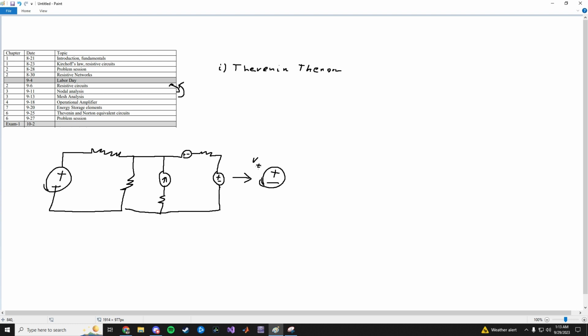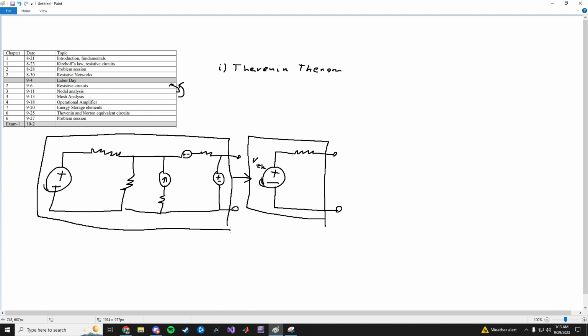which is a voltage source with a value of V Thevenin, usually V sub TH, in series with a resistor, with two terminals poking out of a black box. So let's say this circuit has these two output terminals and the rest of the circuit is inside of a black box. Inside the black box, you can reduce it to this very simple circuit: a voltage source in series with a resistor, usually called the Thevenin resistance, or generally the R equivalent, the equivalent resistance. And that's Thevenin's theorem.